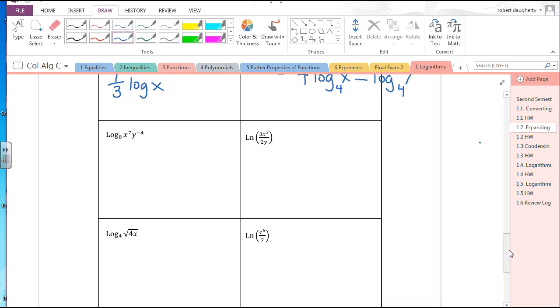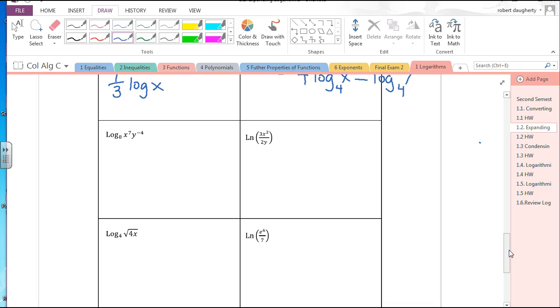Log base 8 of x to the 7th times y to the negative 4th. Do I see products, powers, quotients? What do I see there? I see x to the 7th times y to the negative 4th. So I see something to a power. I see things multiplied. Okay?